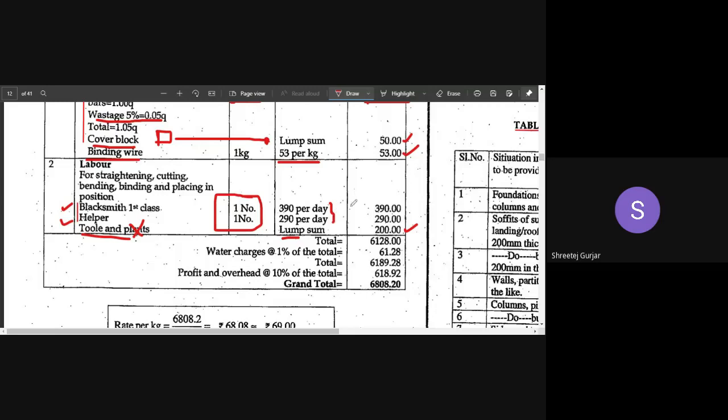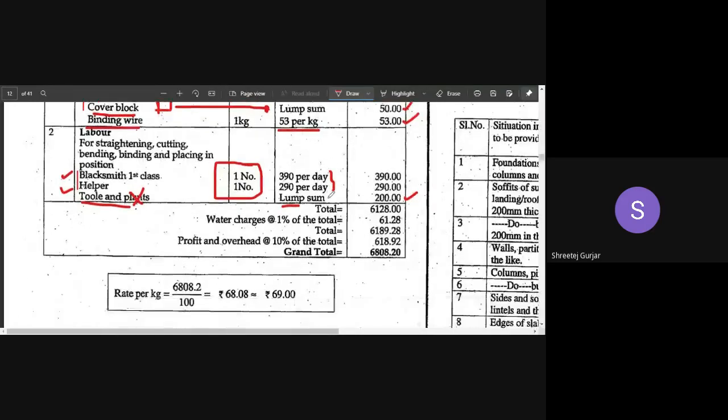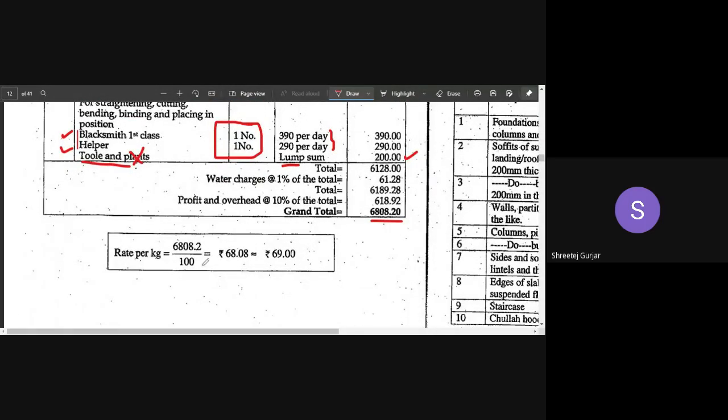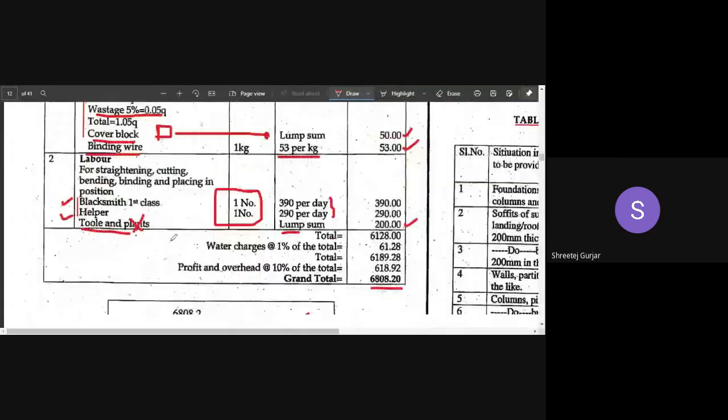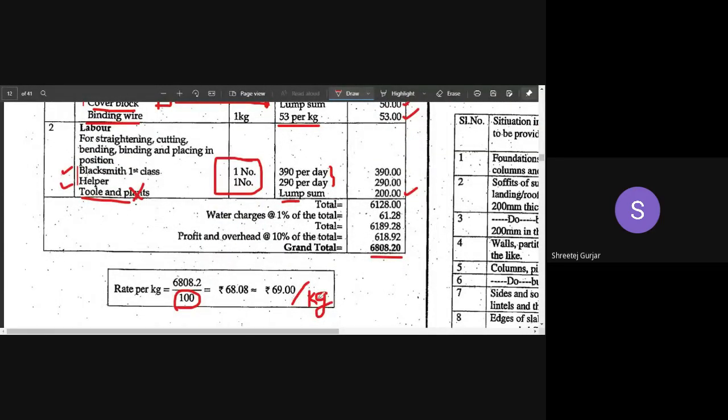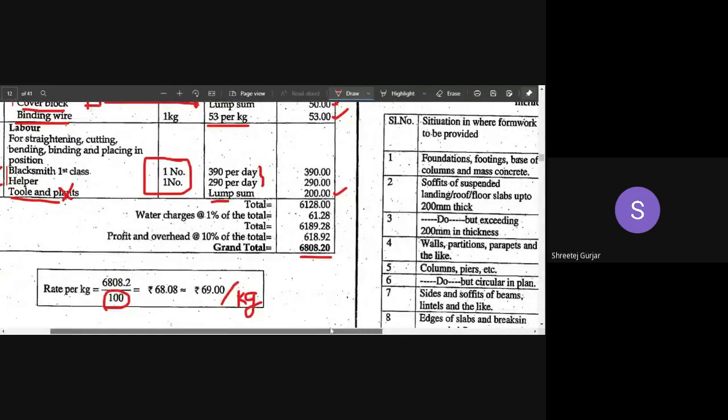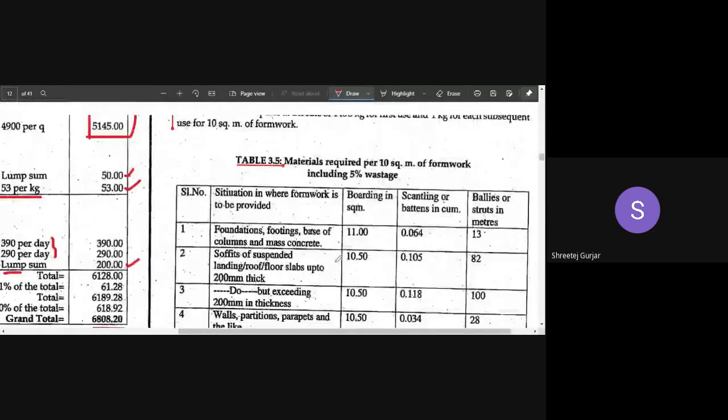You can take wages per day, multiply by the number, by their wages, you can get the amount. The total amount we have got, the grand total, divided by 100, because 100 kgs is what we had assumed. So 69 rupees per kg is the rate of steel reinforcement work. Per kg we calculate it for 1 quintal, that is for 100 kgs we calculate, and then divide by 100 to get the rate per kg. So this is regarding steel. Have you understood regarding steel?